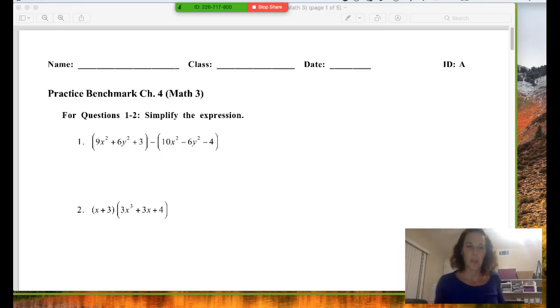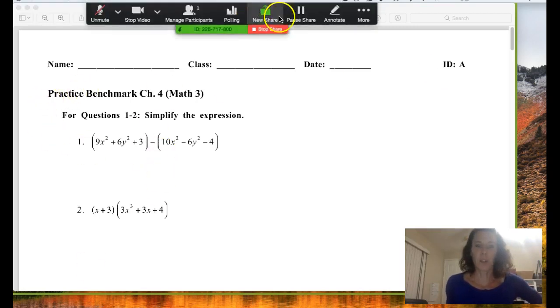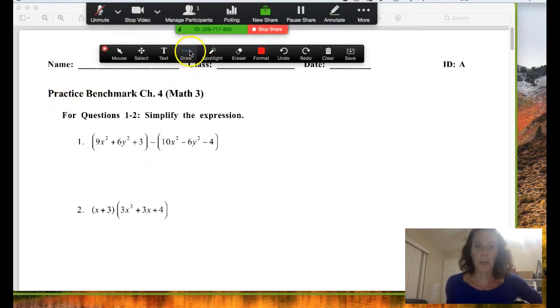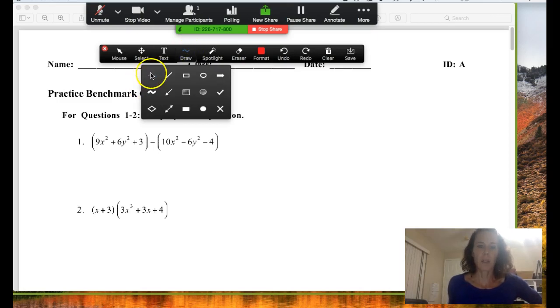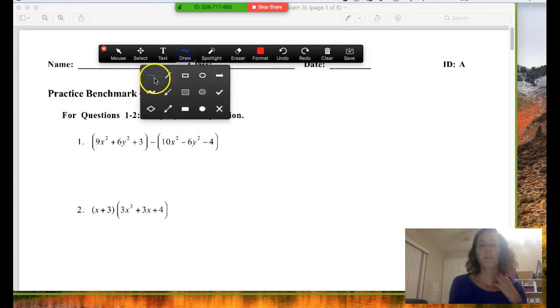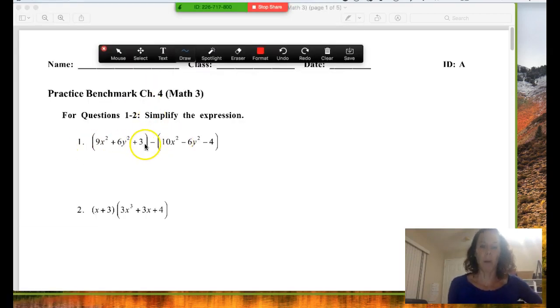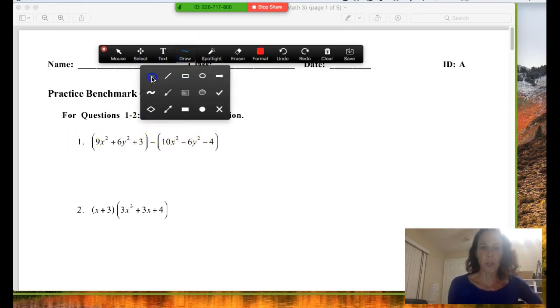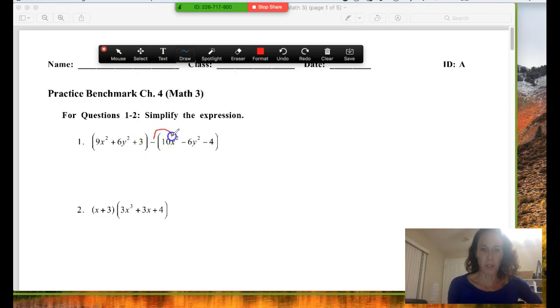Let's get started. For questions 1 to 2, simplify the expression. So let me pull my pen out. We're going to do a little polynomial subtraction. Make sure that when you do polynomial subtraction, you only subtract like terms. It's super important that you do that. Sometimes it's easier just to line them up underneath each other. The tricky thing about subtraction also is distributing that subtraction sign to every term.